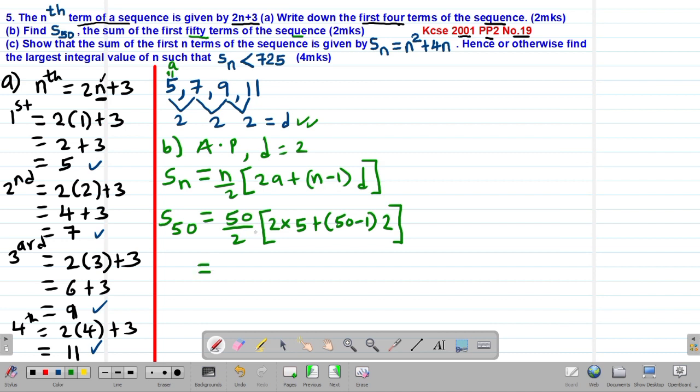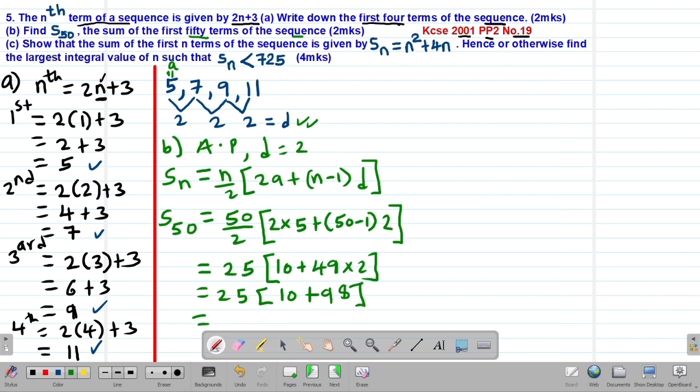So this will give me 50 divided by 2, I'm going to get 25, then into bracket 2 multiplied by 5, I'm going to get positive 10, then of course plus 50 minus 1, I'm going to get 49, then of course multiplied by 2. So this one is going to give me 25, then into bracket this will give me 10, then plus, if you take 49 multiplied by 2, you're going to get 98. Then I'll close my bracket.